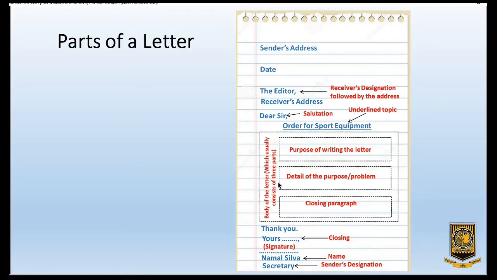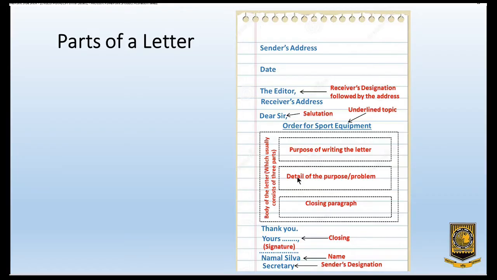Then we go to the body of the letter. The body of the letter normally has 3 paragraphs. You can include more than 3, but normally we have 3 paragraphs. First one is the opening paragraph. There you write the purpose of the writing. Why you are writing, and you have to say who you are.